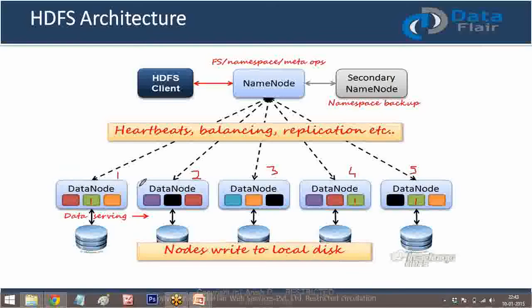Sandil, is this clear? Okay, that's good. Let me clear the drawing. Erase already. Okay.